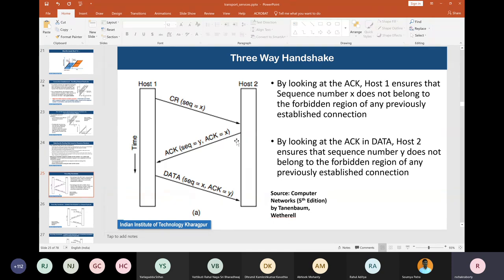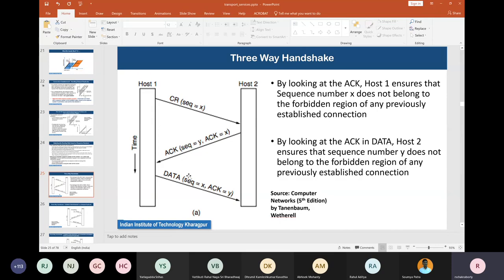Fine. So it says that fine, I will send. I acknowledge X. Sorry, I acknowledge X means, this name is slightly confusing, it looks as if I'm acknowledging that I have received it. It actually means that I'm expecting sequence number X from you next.